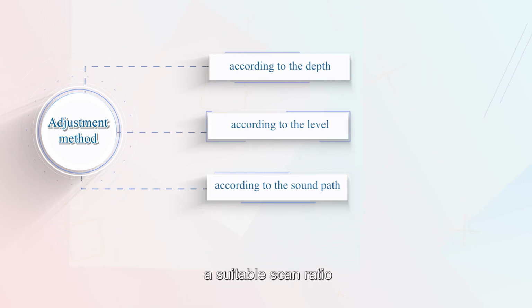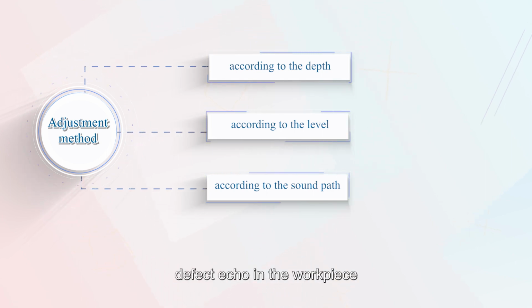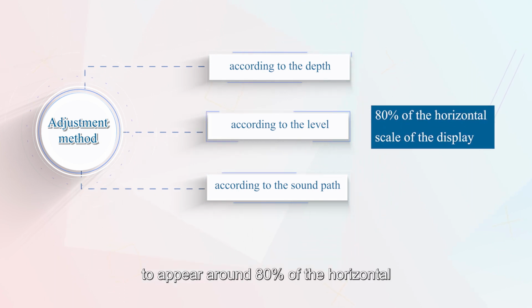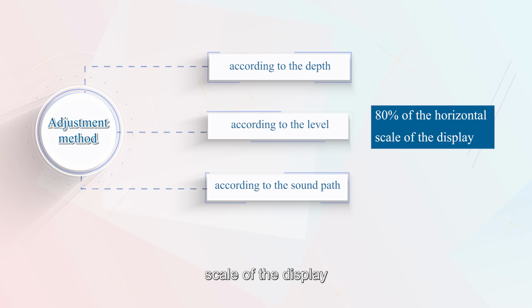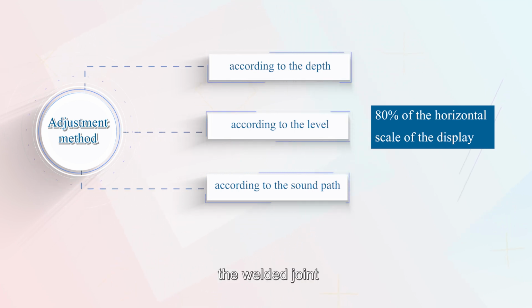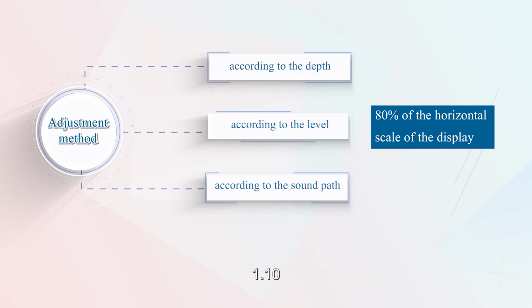Either way, a suitable scan ratio should cause the farthest defect echo in the workpiece to appear around 80% of the horizontal scale of the display. According to this, the welded joint can choose to adjust the time-based line according to the depth of 1:10.